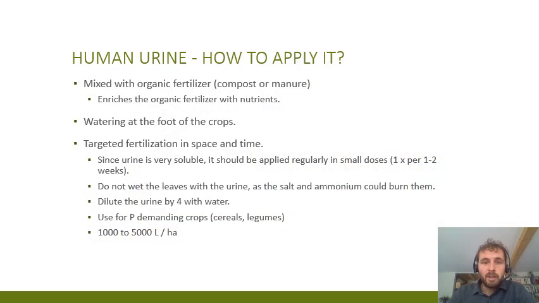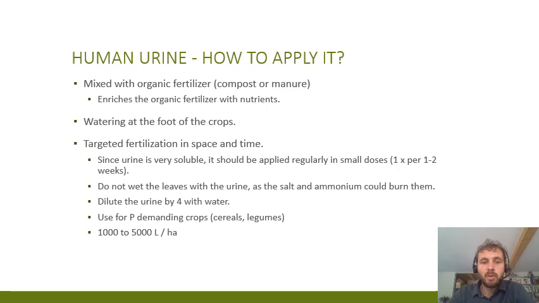And then how to apply it? You can mix it to the manure. You can just put it on your manure heap and then mix it. You can use it to water your crops if it's not too concentrated. And you can use it as a targeted fertilization in space and time. So you can apply it regularly to feed your crop, or you can apply it with more concentration at the moment you want, for example, at flowering or at heading. You shouldn't wet the leaves in urine, otherwise you can burn them.